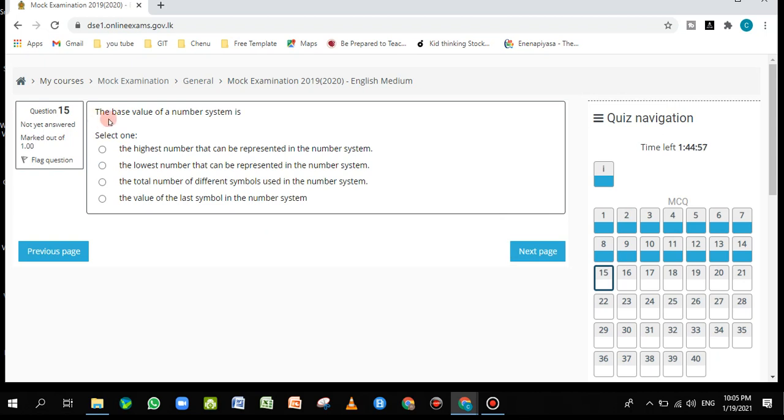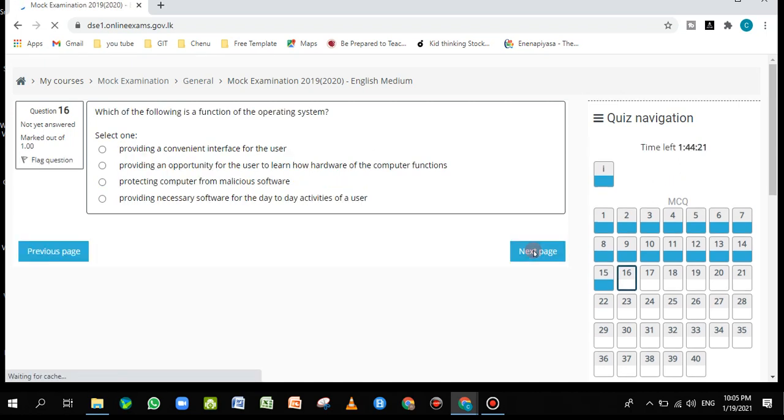Now the next one is the base value of a number system. It says binary number systems, then decimal number systems, hexadecimal and octal number systems. When we consider number systems, we consider the base value. Base value means how many different or unique characters or symbols are there. So the total number of different symbols used in the number system goes as the base value. Then we'll go to the next one.